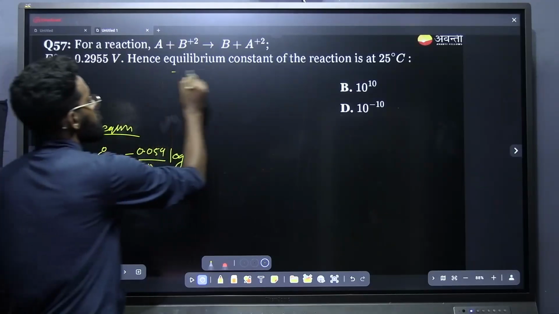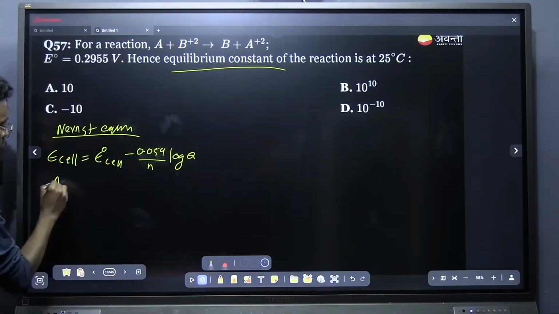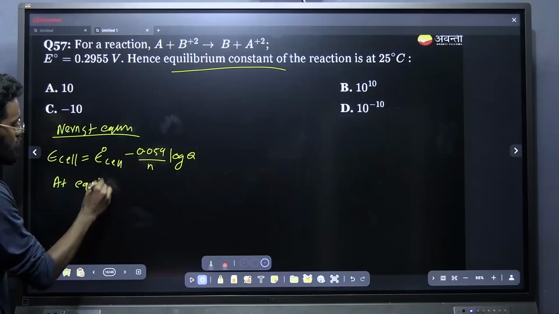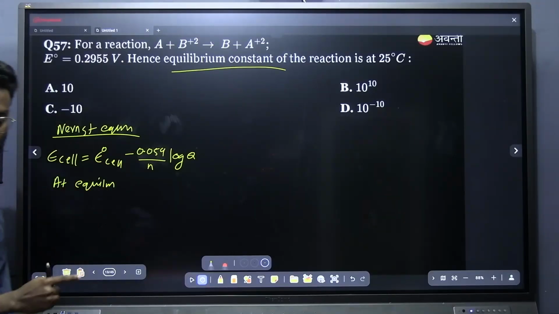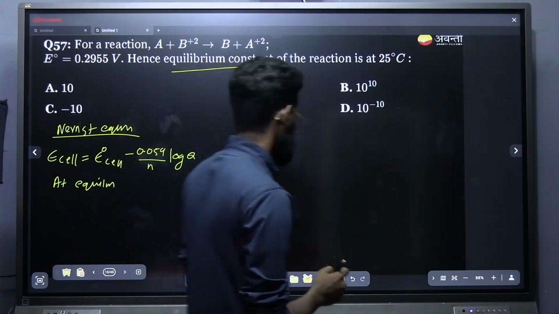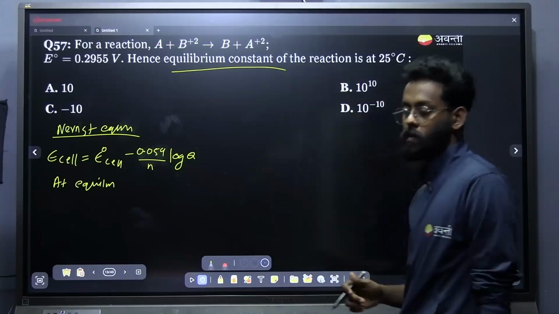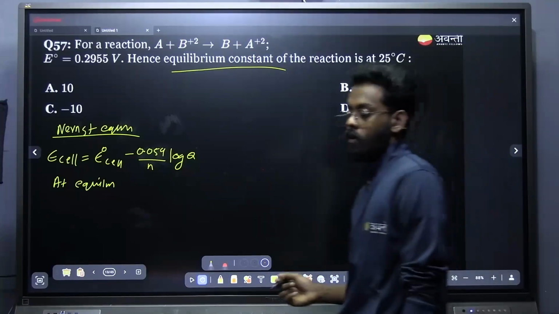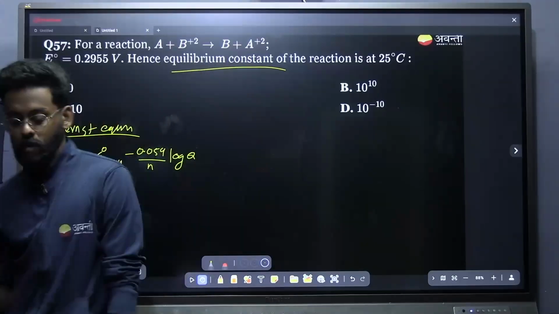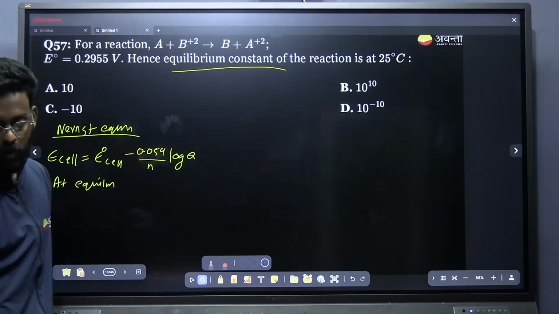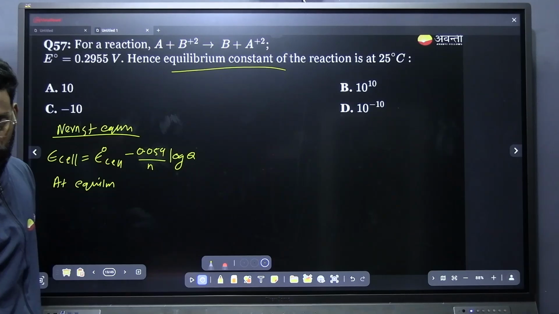But here the condition is equilibrium. At equilibrium what is happening? At equilibrium what is happening to the E cell value and what is going to happen to the Q value? Comment on this.